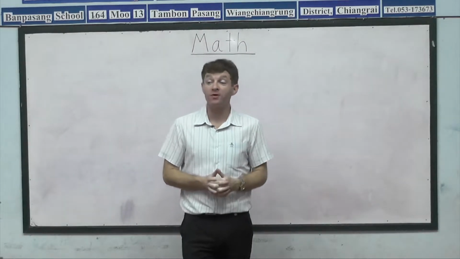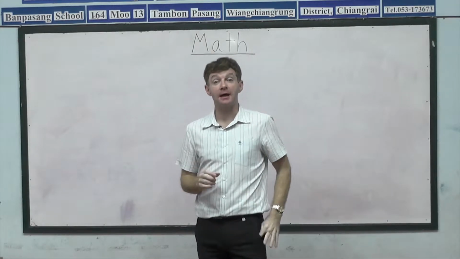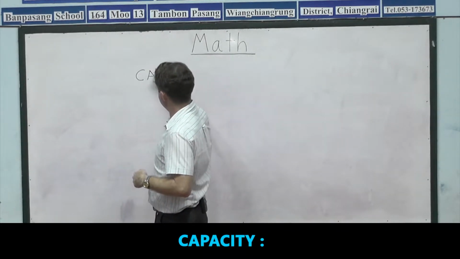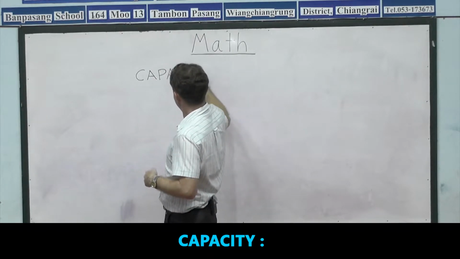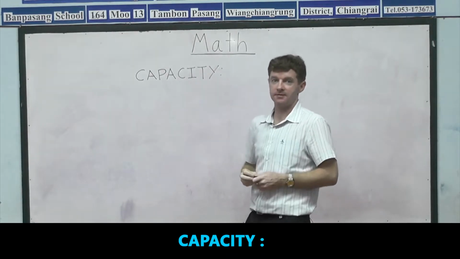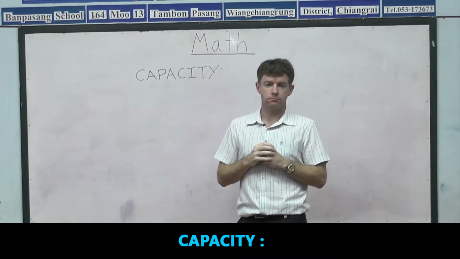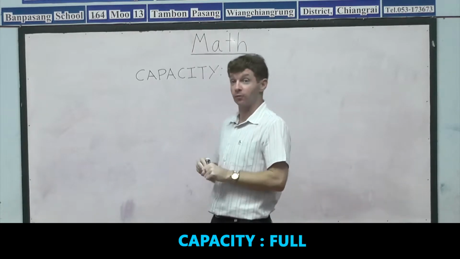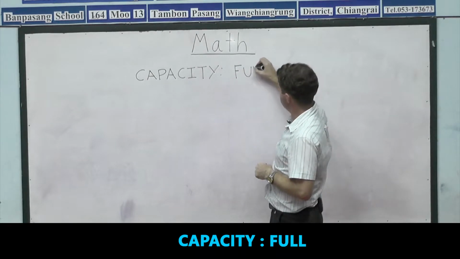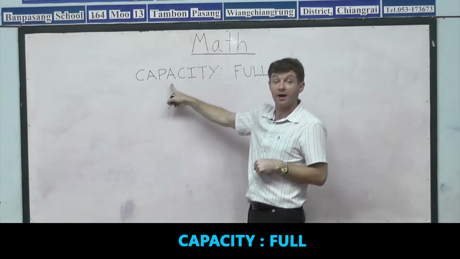So who can remember what we've been learning about in math class recently? Capacity. Capacity is right, very good. And how do we spell capacity? C-A-P-A-C-I-T-Y. Capacity, very good, guys. One more time, capacity. And who can remember, what does capacity mean? Full. Excellent. Full is a good word. If something is full, F-U-L-L, it is full to capacity.